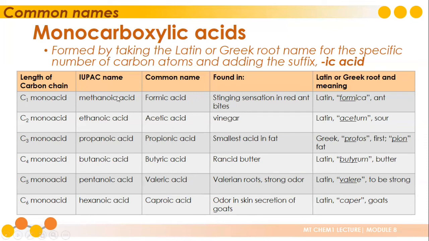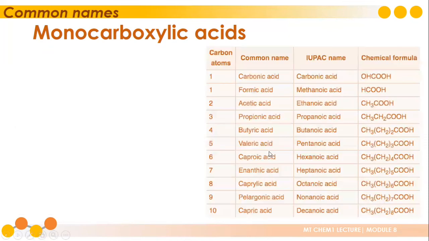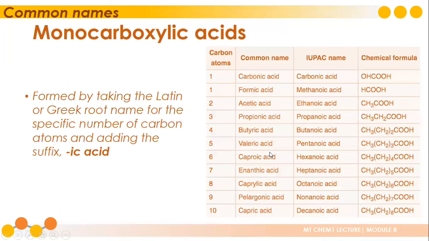So of course, monocarboxylic acids do not only end in C6. Here are some of the lists of the other carboxylic acids' common names: carbonic, formic, acetic, propionic, butyric, valeric, caproic, enanthic, caprylic, pelargonic, and capric acid. Okay, this is until the C10 monoacid, meaning there are 10 carbons in the carbon chain.